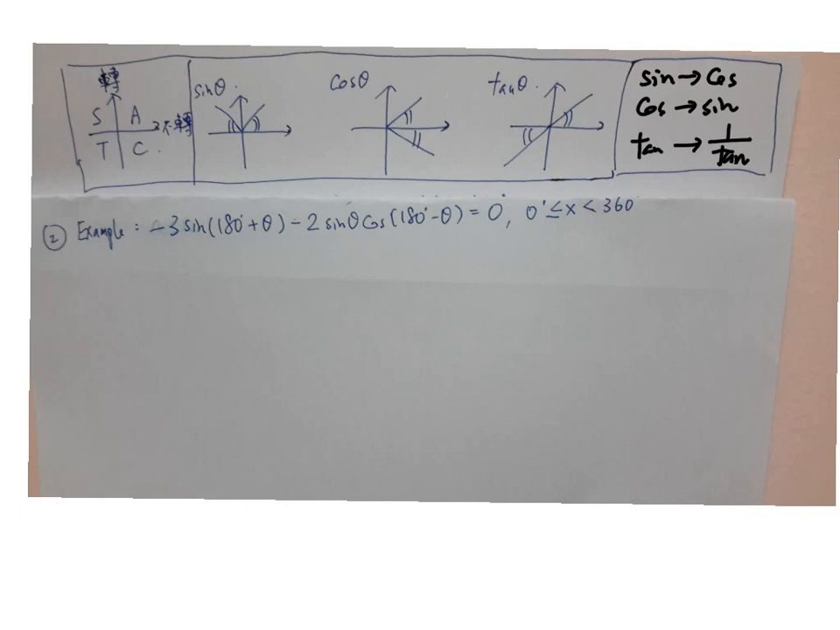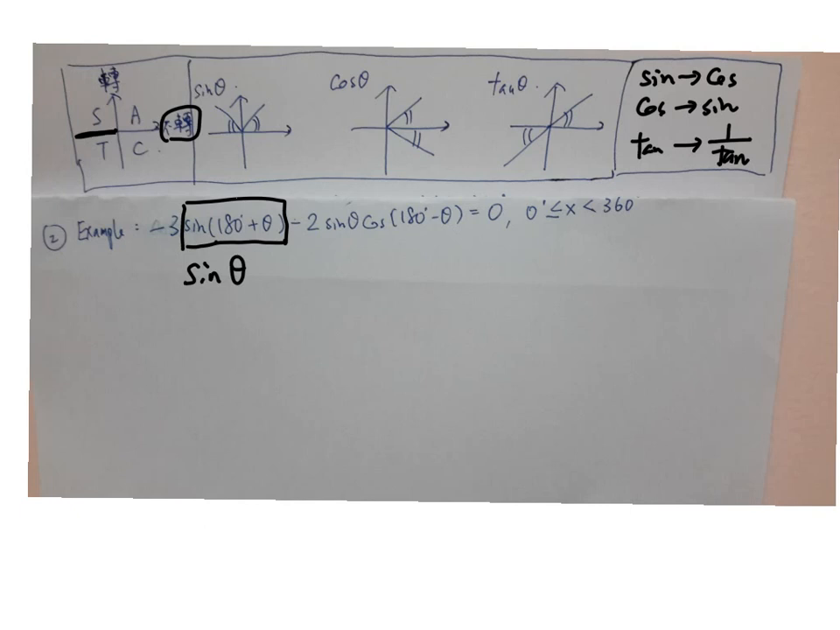So this is another example. Once again, you have to focus on this part. 180. If you look at the graph, 180 is here. That means you don't have to change, so you can keep sine.